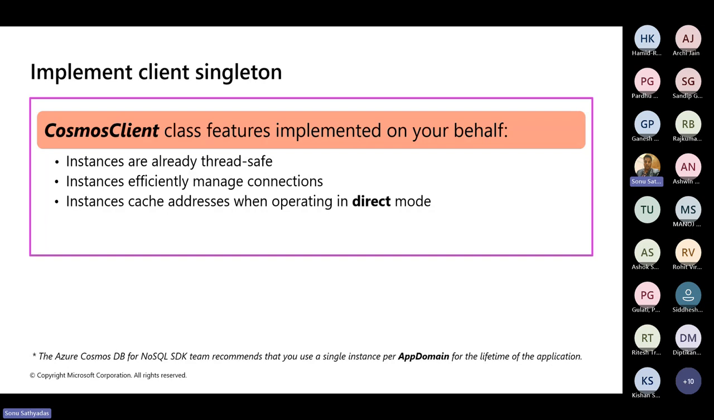So the CosmosClient follows a singleton pattern. It maintains the information about the connections opened within the application. So you can create a single instance of the CosmosClient class, and create the database or get the database reference and perform the database and container level operations.